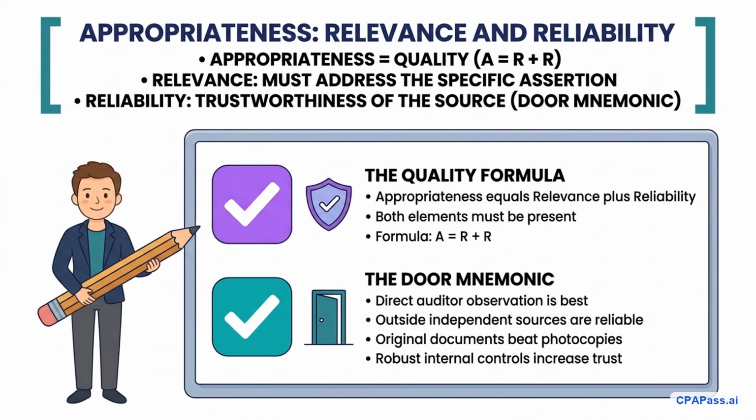Remember the door mnemonic. Evidence is more reliable when it is obtained directly by the auditor, from outside independent sources, consists of original documents, and comes from systems with robust internal controls.